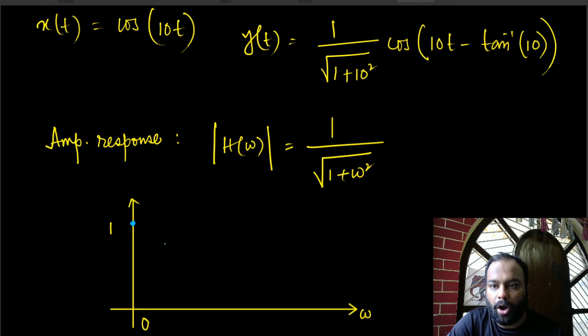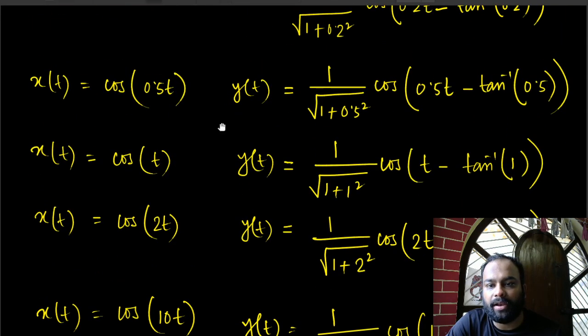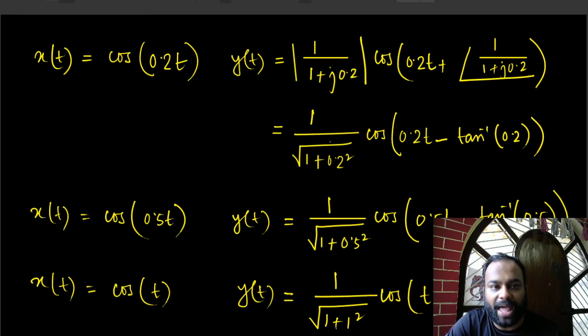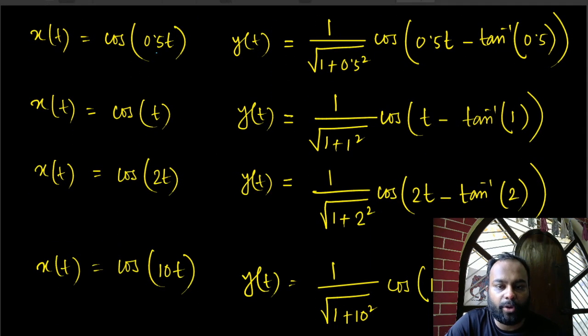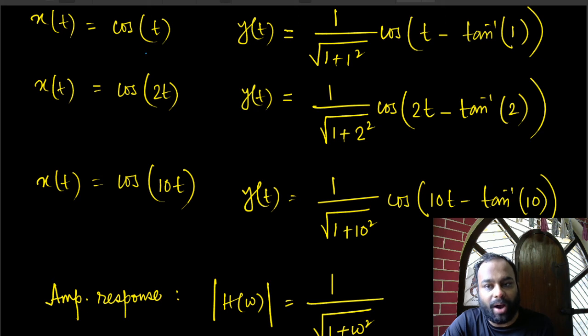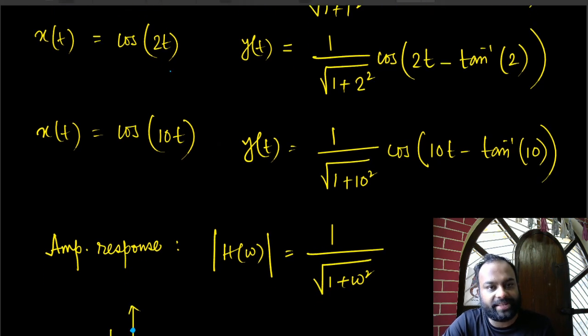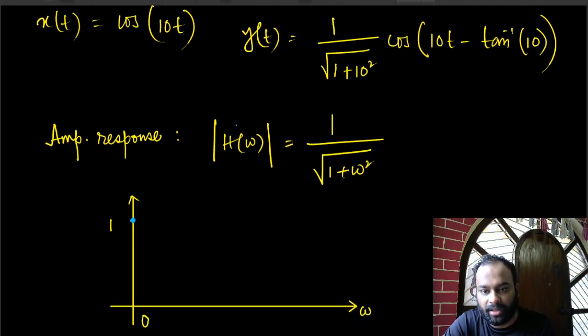Now omega has become, for example, 0.2. What happened to the amplitude? The amplitude has decreased because this number is going to be larger than 1. Then the frequency has become 0.5 radian per second. The amplitude has decreased even further. Frequency has become 1 radian per second, decreased even further. Frequency has become 2 radian per second, decreased even further. So the amplitude here is gradually decreasing, right?